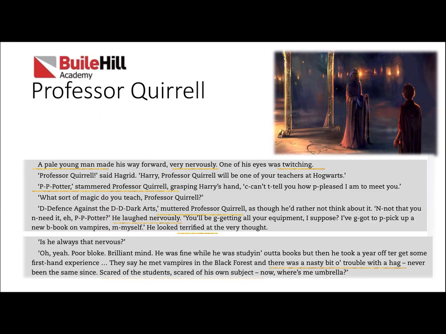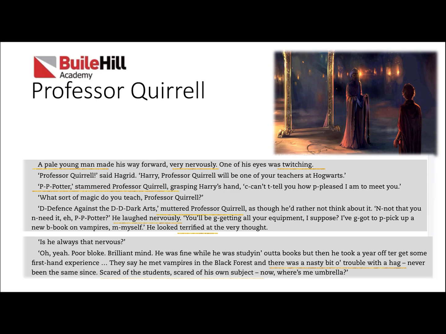As an example, I'd like us to have a look at how Professor Quirrell is first characterised at the start. So I've highlighted key words and phrases in gold, and I think these are all of the most important clues that reveal what type of person he is. So for example, he's pale and young, he's nervous, he's twitching and he stammered, and he looks terrified.